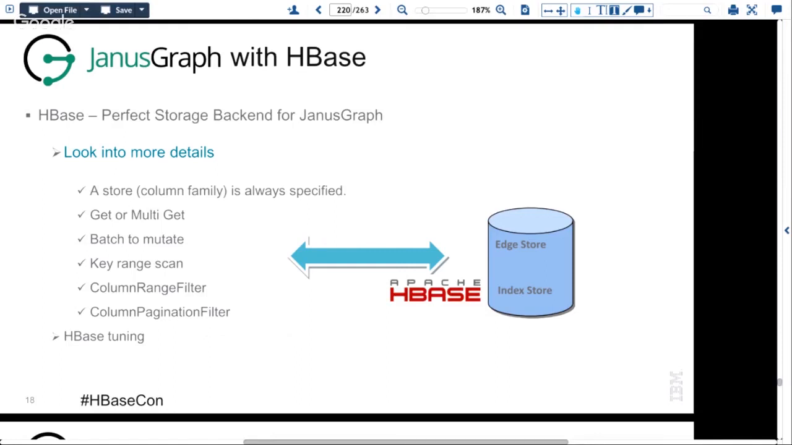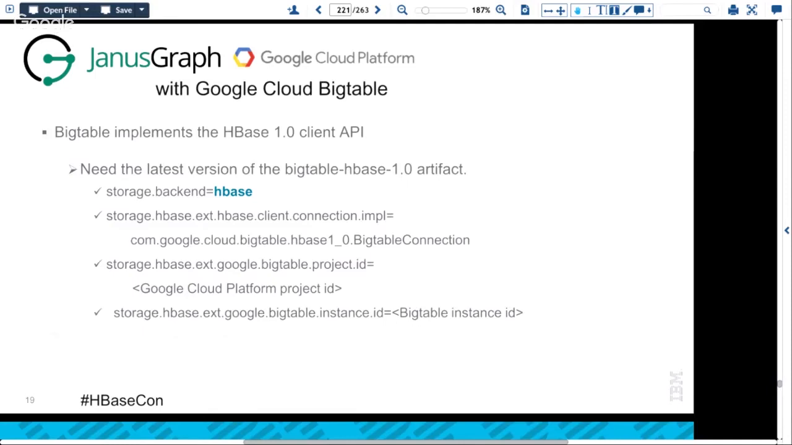HBase tuning, I don't have time to go into that. Basically, the normal rules apply. You pre-split the regions. And also, you can have all these client-side properties passed in from the JanusGraph side, for example, the scan caching, the scan timeout, the maximum result size, or the recently introduced allow partial. You can all put them in as a property there.